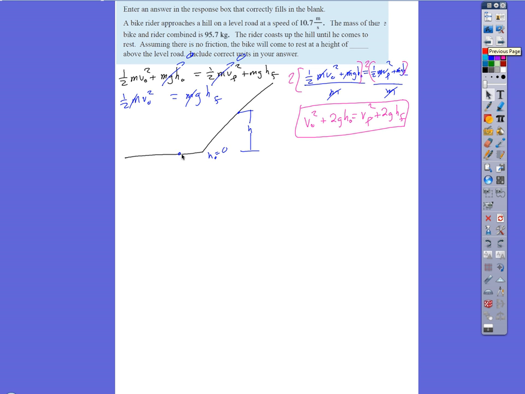I could find the energy down there, it's all kinetic, right? And the energy up here is all potential. Subtract it, see how much it lost, right? You know what I'm saying?